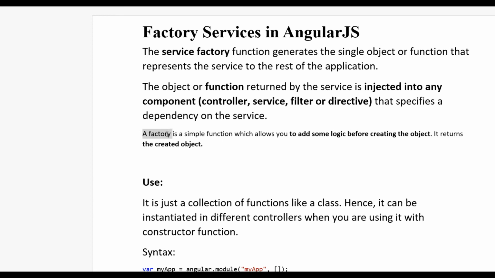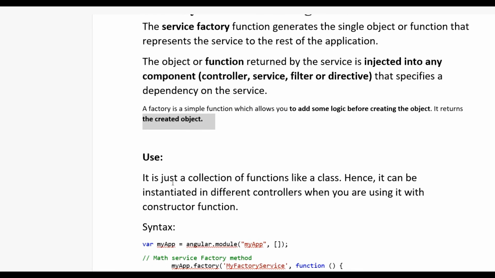Basically, a factory is a simple function which allows you to add some logic before creating the object. It returns the created object. It is basically just a collection of functions, like a class. Hence, it can be instantiated in different controllers when you are using it with a constructor function.